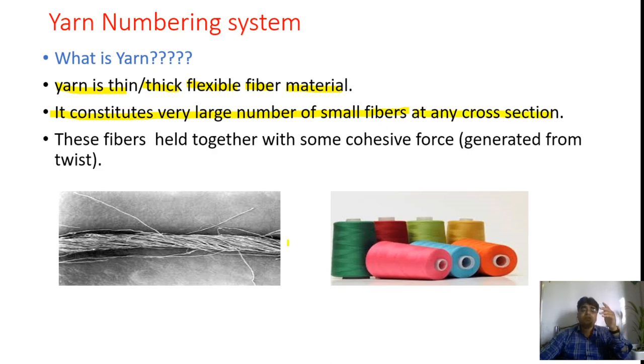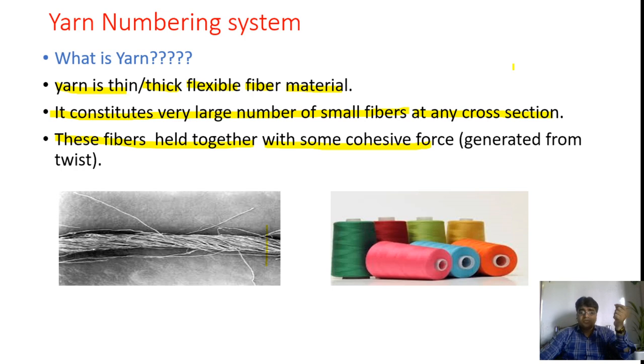At any cross section means what? Suppose this is a yarn. If you cut the yarn anywhere and look at the cross section view, you will find so many small fibers. These fibers are held together, combined with some cohesive force between all the fibers. How is this cohesive force increased? It is increased by means of twist.